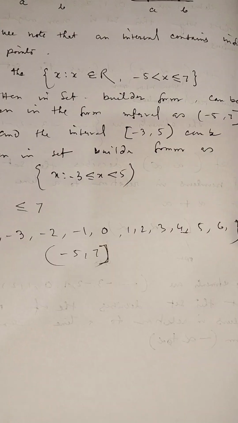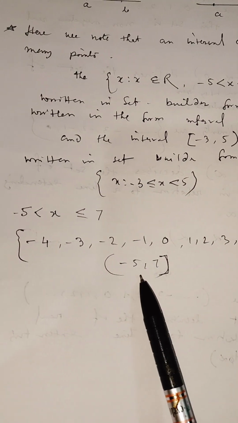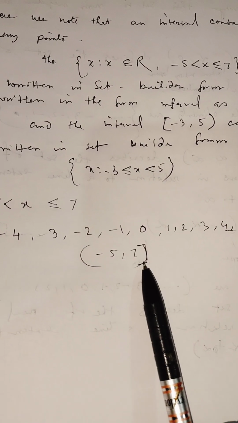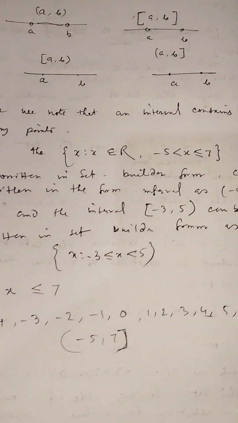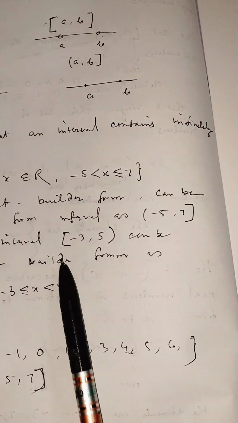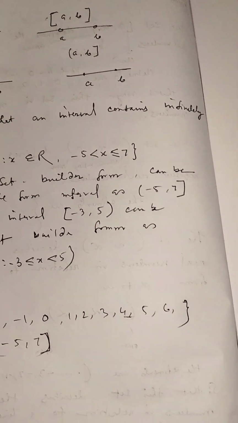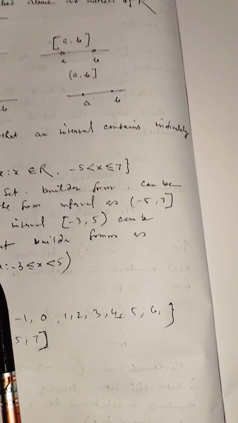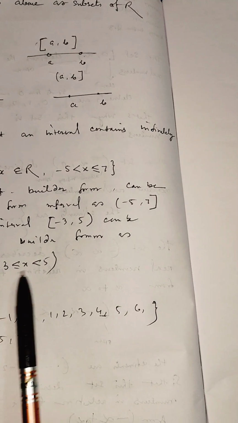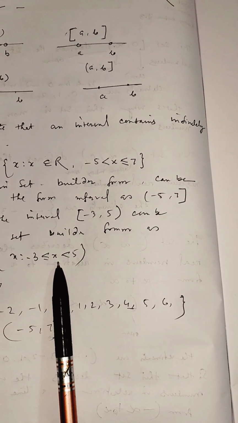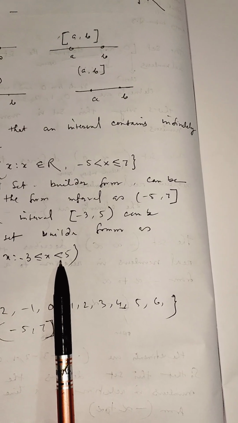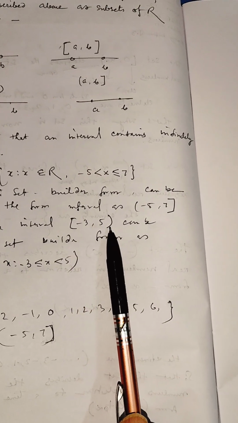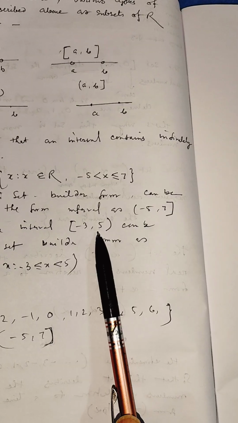It does not start from minus 5, as it is open, and it is closed on 7. So next, we can write an interval minus 3 and 5. How can you write the set builder form? Okay, x is such that minus 3 is less than or equal to x, and x is less than 5. It is closed, that is why it starts from minus 3, and it is open, so less than 5. Understood?